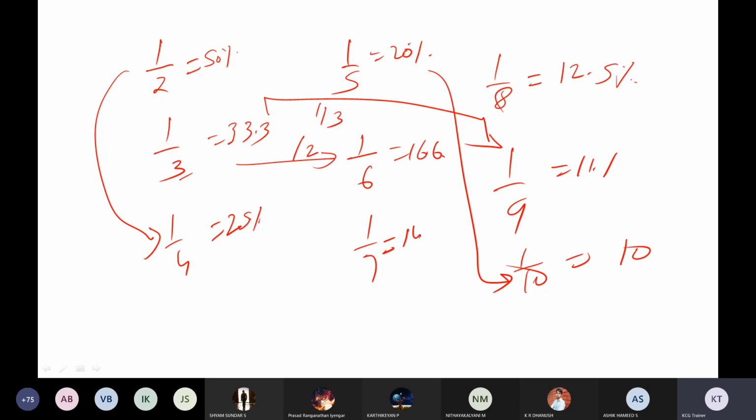Now how to remember the answer of 1 by 7? 7 double is 14. 14 double is 28. Put decimal after 2 digits. Answer 14.28. I repeat, how to remember the answer of 1 by 7? 7 double is 14 and 14 double is 28. Put decimal after 2 digits. 14.28. You should remember these answers before going to those problems.